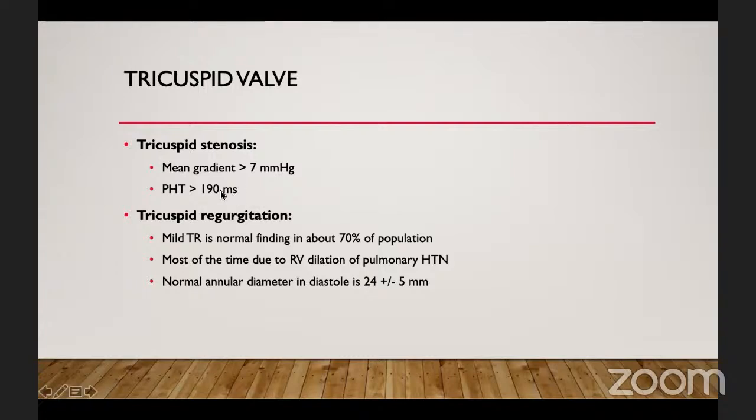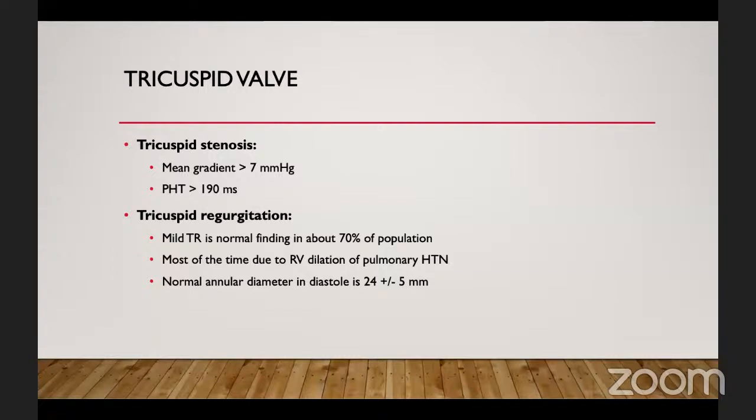The most common pathology of a tricuspid valve is regurgitation. And tricuspid regurg, most of the time, is due to a secondary or functional regurg, and most of the time it is due to left ventricular or left-sided pathology. In normal people, around 70% of the population have a mild tricuspid regurgitation. And as I said, most of the time it's due to either RV dilation or pulmonary hypertension, and most of the time due to left-sided pathology.